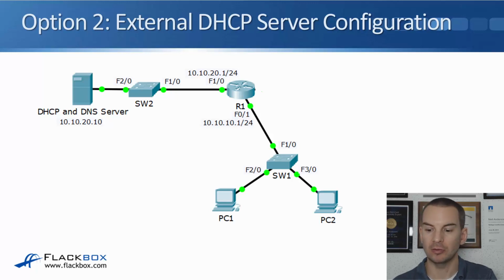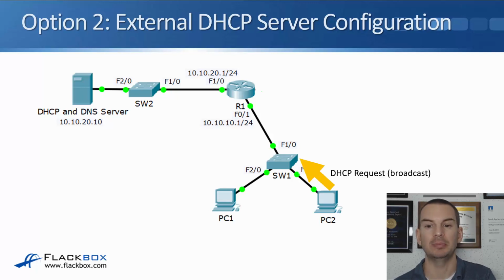So PC2 gets powered on and doesn't have an IP address yet. It's configured as a DHCP client, so it sends out a DHCP request. That is broadcast traffic. It hits the switch, and the switch will forward it out all ports apart from the one it was received on, because it's broadcast traffic. So it will hit PC1. It's not a DHCP server, so it will silently discard the packet. And it will hit R1, and it's not a DHCP server either.